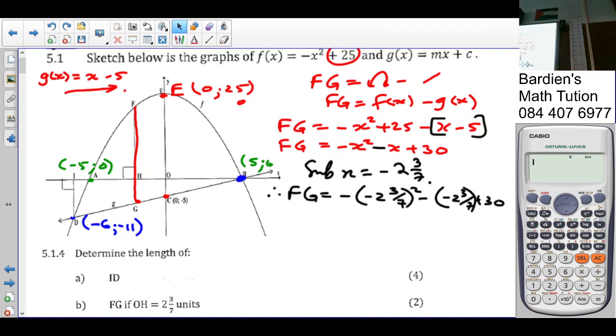Okay, so let's plug it in the calculator. It's negative, open brackets. It's a mixed fraction, so I press shift and then the fraction button. Negative 2 and 3/7, all squared, minus, open brackets, negative 2 and 3/7, plus 30 gives us 26,53. Is that correct?